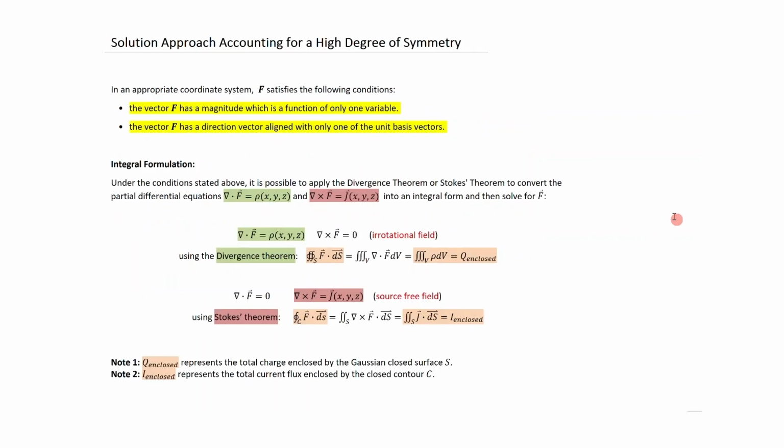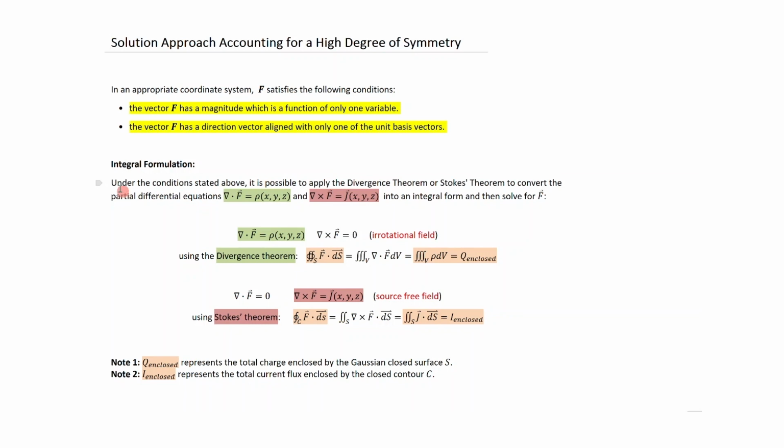Okay, so next thing is basically to look at the solution approach accounting for a high degree of symmetry. These are the conditions you're looking for. In an appropriate coordinate system, F satisfies the following conditions. First of all, the vector F has a magnitude which is a function of only one variable. And secondly, the vector F has a direction aligned with only one of the unit basis vectors. If we're dealing with cylindrical coordinates, we have the radial component, the theta component, and the z component. So the basis vectors would be either r hat, theta hat, or z hat.